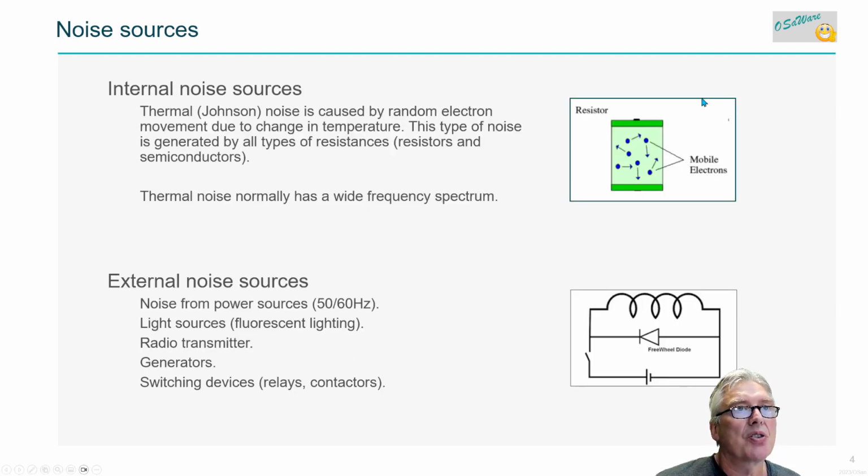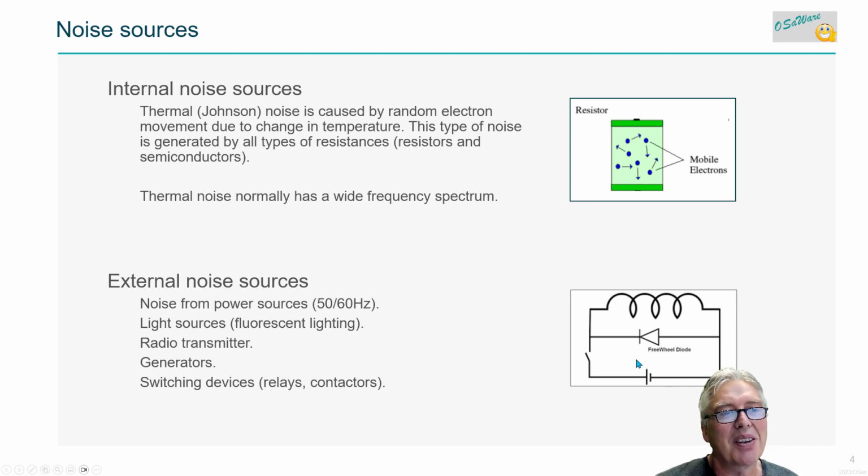Where does this noise come from? That's internal, what you call Thermal or Johnson noise, caused by random electron movement due to changes in temperature, which we always have. They're moving around, and these fields are moving around and influencing you. And then we have external noise sources, which are power sources, light sources, radio transmitters, generators, switching devices, whatever. But also devices with coils and discharge of capacitors, and the power nodes and stuff.